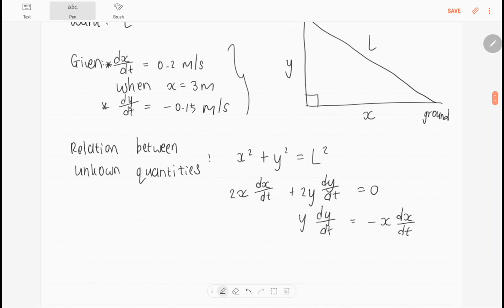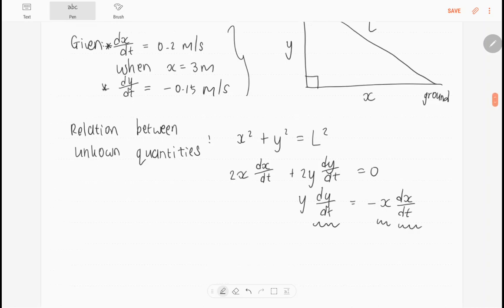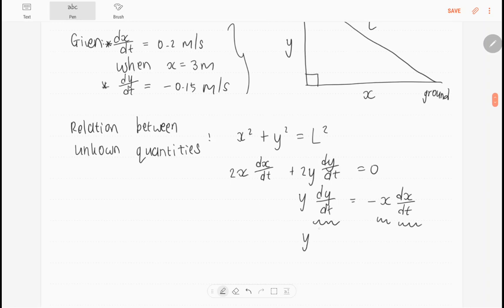And I'm given dy/dt, it's minus 0.15. I'm given x, it's 3, and I'm given dx/dt, it's 0.2. So I can just substitute all of those values in, so I get y multiplied by minus 0.15 equals minus 3 multiplied by 0.2, and if I solve for y, I get 4 meters.